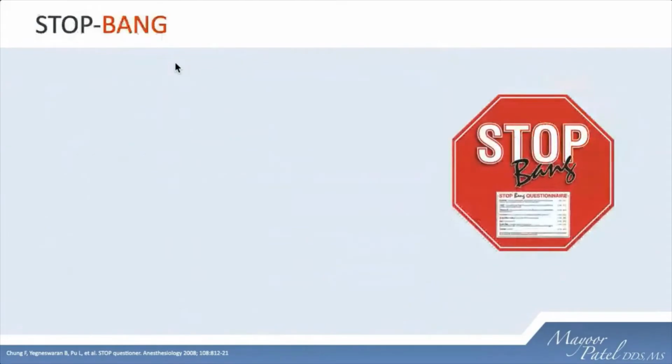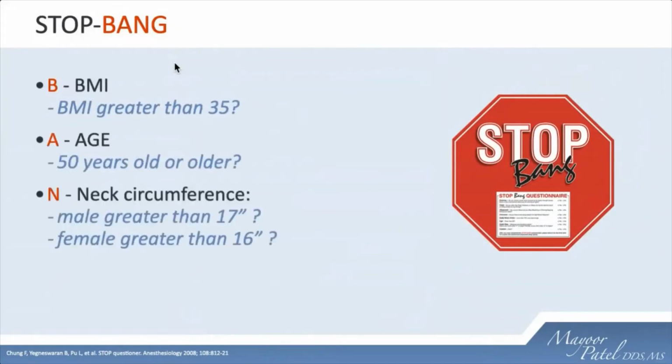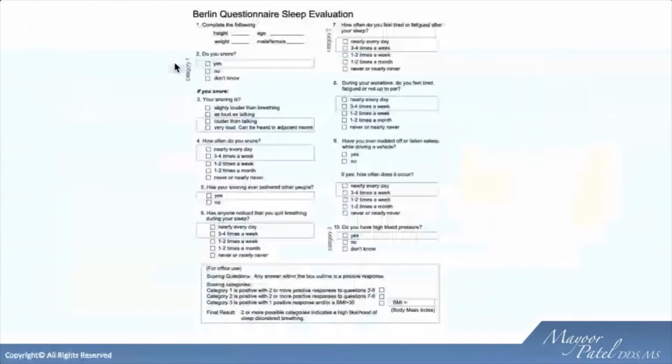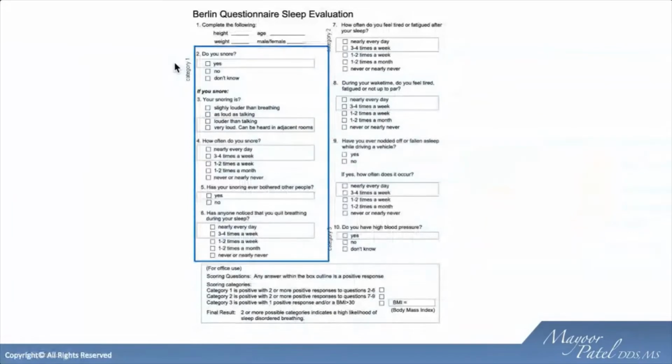But then there's an expanded portion of it called the BANG. And in the BANG, there's 4 additional questions that can be asked. BMI above 35, age over the age of 50, neck circumference greater than 17 inches in men, 16 inches in females, and of course, if you're male gender. The more yeses to the BANG in addition to the STOP, the higher the odds of possibly having moderate to severe apnea. So by using these 8 questionnaires, there's a good chance of you being able to identify some of your patients.